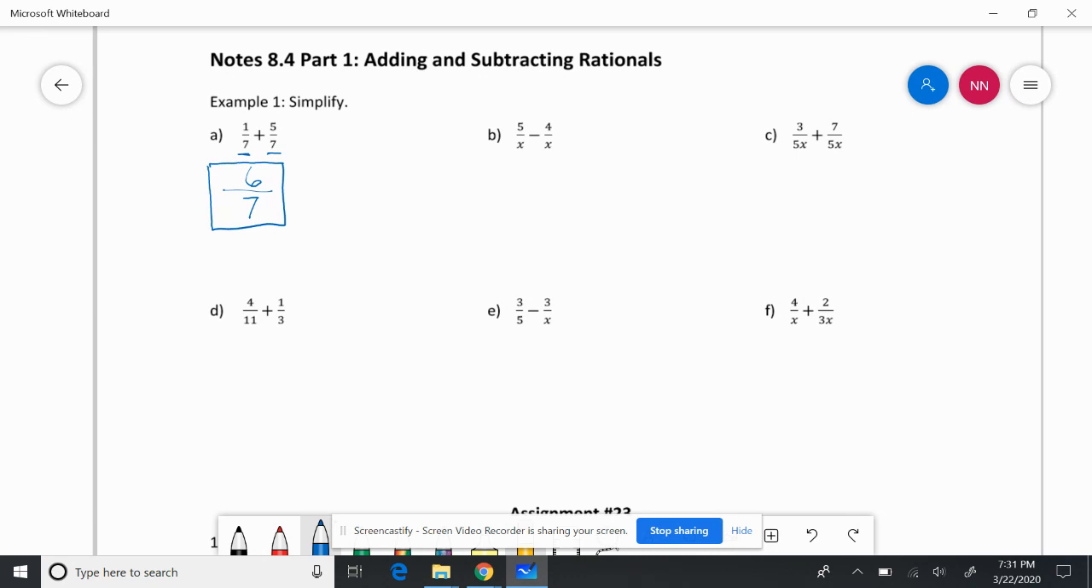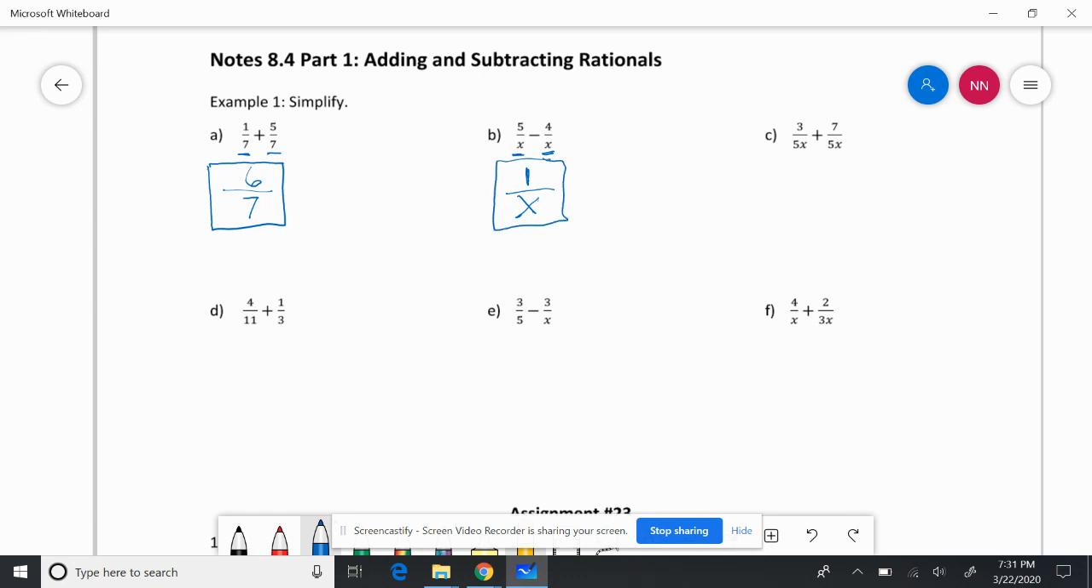So in the same way, even if our common denominator is an x, our process is going to be the same. We're going to keep our denominator as the same because that's our common denominator, and we're going to subtract. 5 minus 4 is 1. So our answer is 1 over x.